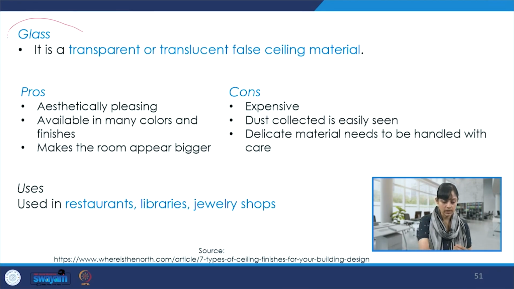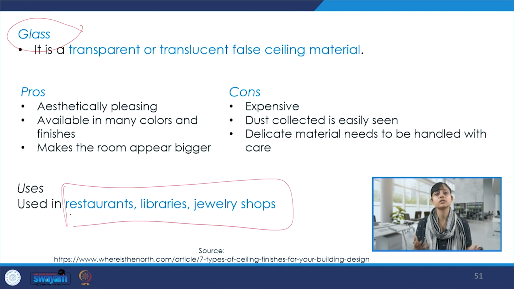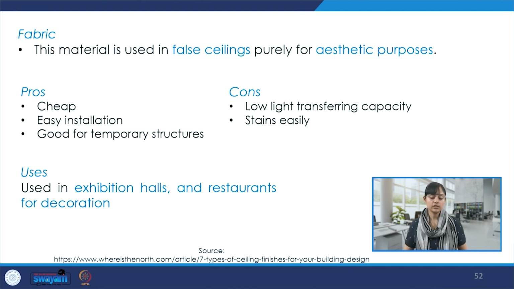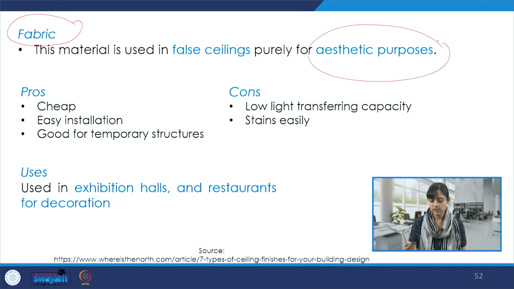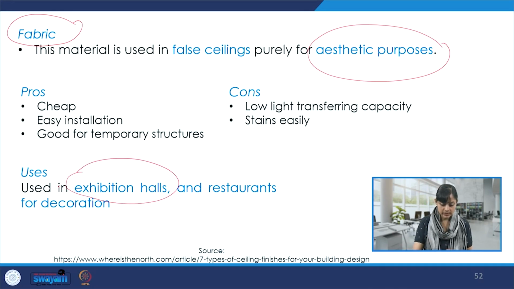There is also glass, so it could be like a transparent or translucent false ceiling material. And it's used quite often in jewelry shops and restaurants. There is, of course, also fabric, which is a very, very interesting material to have finishes. So it's used in false ceilings and for very aesthetic purposes. And it could be also lightweight and cheap, and it's used a lot in exhibition halls and for decorative purposes.